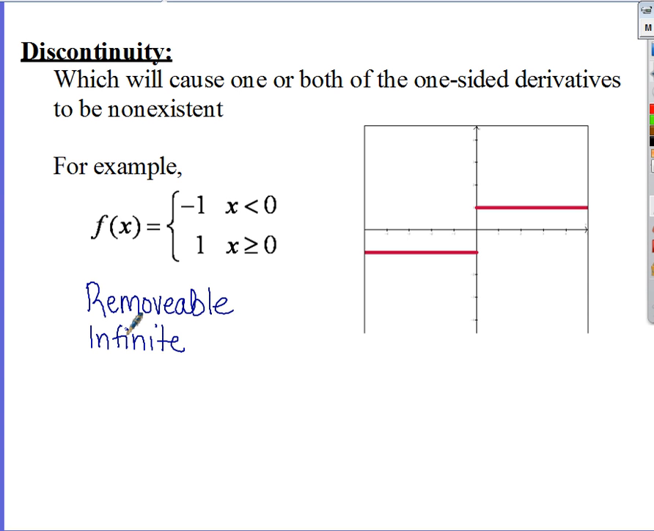So these are critical. You'll need to know these the rest of the year. There are 4 ways that a function is not differentiable at a point: at a corner, at a cusp, at a vertical tangent, and at any discontinuity. Those are where a derivative does not exist.